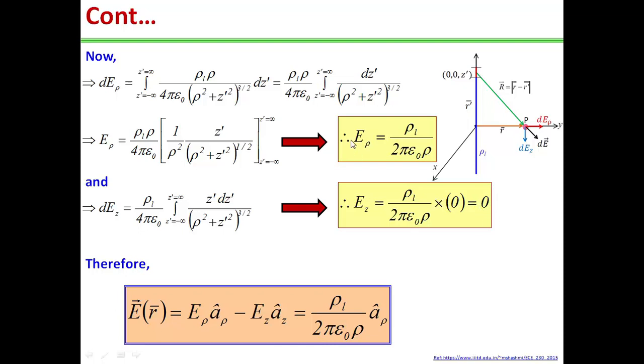After putting the values of E rho and Ez in the earlier equation, that is E is equal to E rho a rho minus Ez az, where the Ez component is 0, we will only have the E rho component. So the electric field due to line charge distribution is obtained here, and it is rho L divided by 2 pi epsilon naught rho a rho.